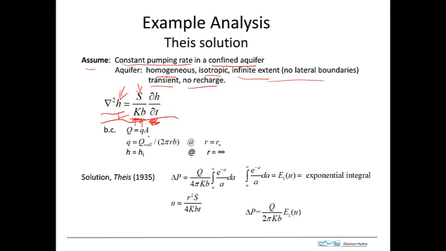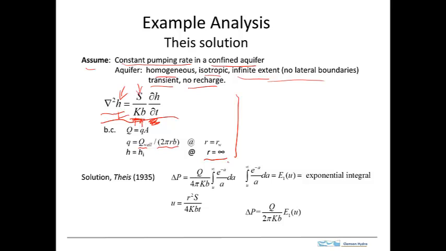The boundary condition at the well is that the flux at the well is equal to the pumping rate, which is constant, divided by 2 pi, the radius of the well, and the thickness of the aquifer. And the other boundary condition is at r equals infinity, and it says that the head is equal to the initial head.